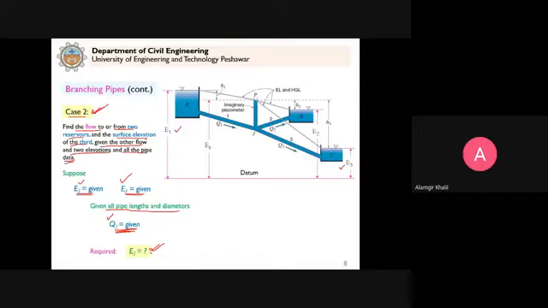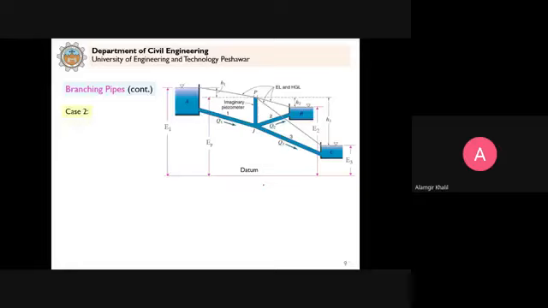And what will be required? It will be required to calculate E2. To calculate this E2, this we have to calculate. So now for case 2, how will we proceed to solve the problem, what steps should we follow in order to solve such type of problem.